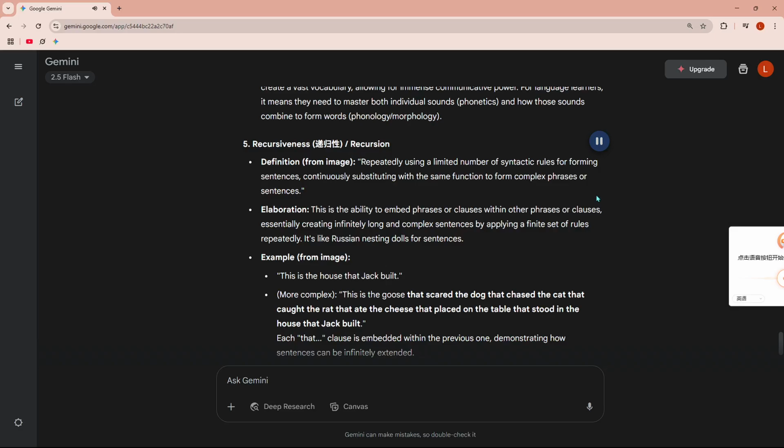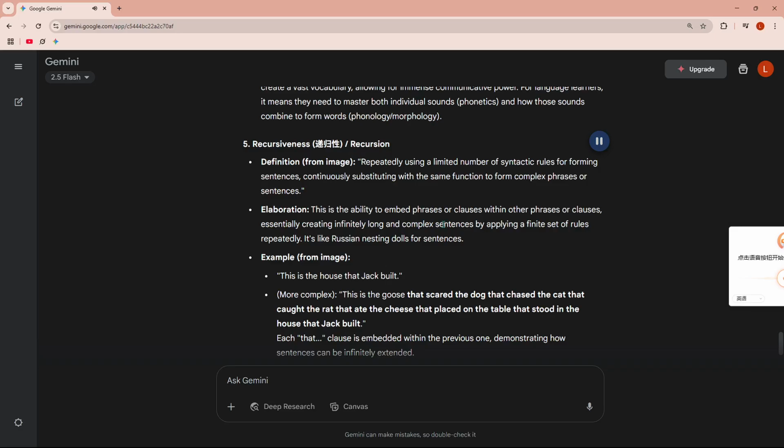5. Recursiveness, Di Gui Xing. Recursion. Definition, from image: repeatedly using a limited number of syntactic rules for forming sentences, continuously substituting with the same function to form complex phrases or sentences. Elaboration. This is the ability to embed phrases or clauses within other phrases or clauses, essentially creating infinitely long and complex sentences by applying a finite set of rules repeatedly. It's like Russian nesting dolls for sentences.